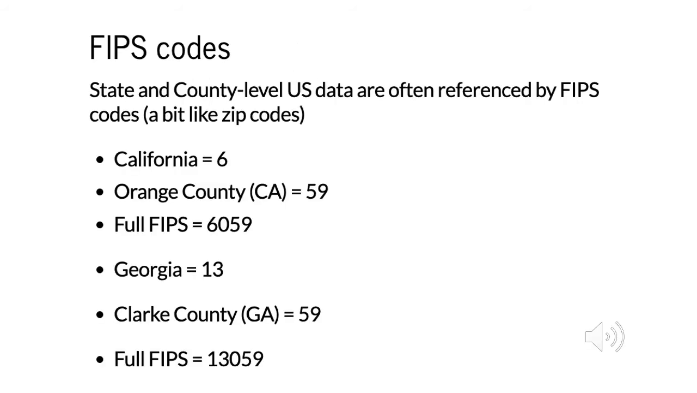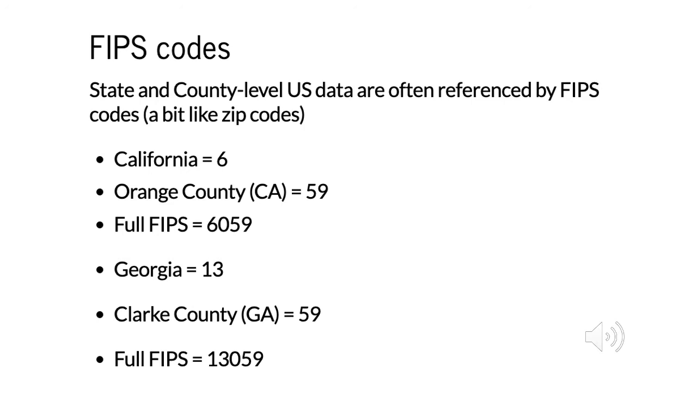This module works with georeferenced data, particularly at the county level in the United States. Counties in the US are often referenced by FIPS codes, which are similar to zip codes. In the examples we see here, California has a FIPS code of 6, and Orange County in California has a FIPS code of 59. Together, the full FIPS code is 6059 because the county component is potentially a 3-digit number, which is why we pad it with a 0.